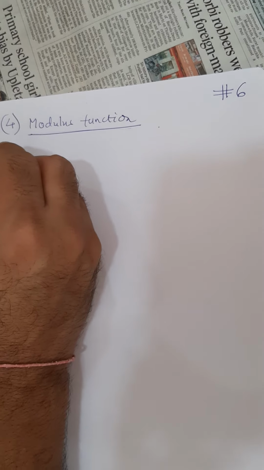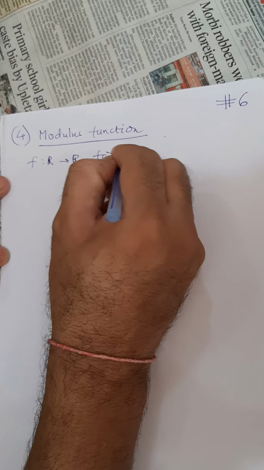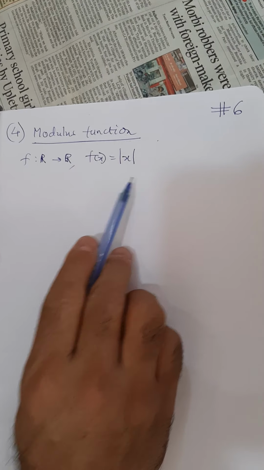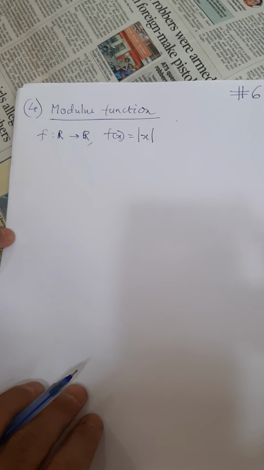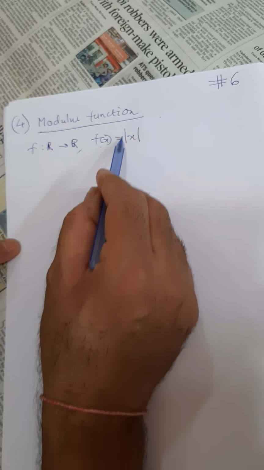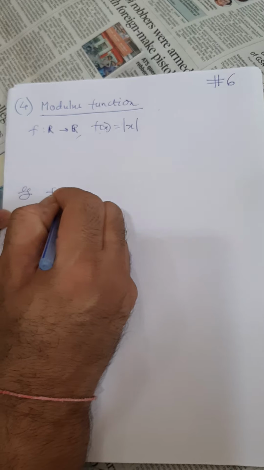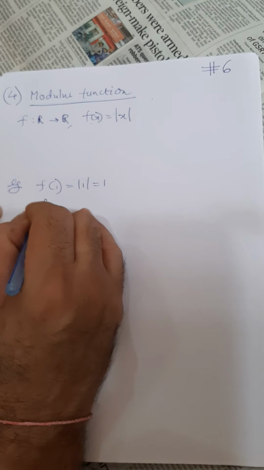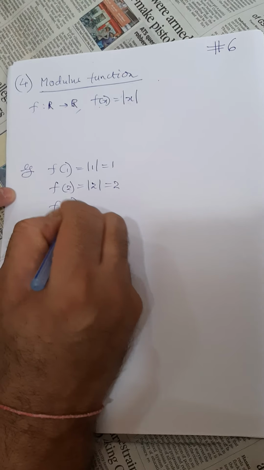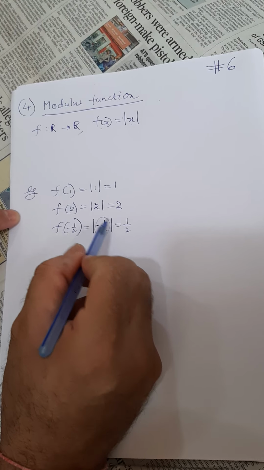Next is the modulus function. Here a function from R to R, real numbers to real numbers. f(x) equals modulus x. This is read as modulus of x. You might have studied earlier what modulus does in general. It converts a negative number into positive. For example, if I take f of 1 here, modulus of 1 is 1. If I take 2, modulus of 2 is 2. If I take minus 1 by 2, modulus of minus 1 by 2 is 1 by 2. So if it is negative, it converts into positive.